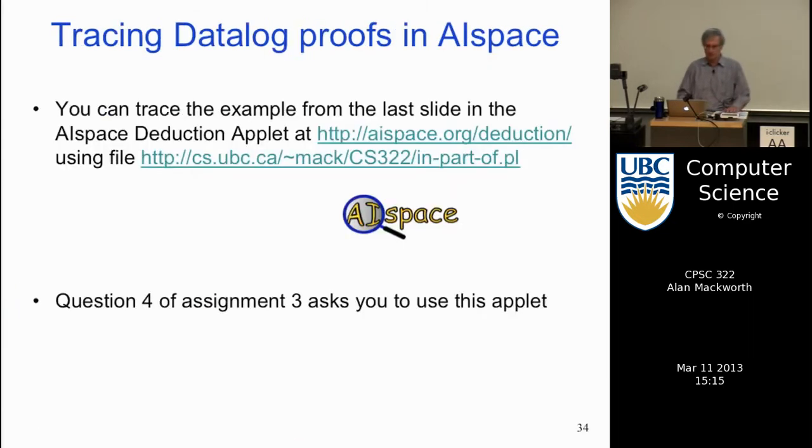Okay? So that's the Datalog interpreter. There's one built into AIspace. It's called the deduction applet, because it's deducing in propositional first-order logic with definite clauses. It's the deduction applet. You can try it on this. You can try the example I just ran. I encourage you to do that. And in assignment 3, question 4, you'll be using the applet as well.